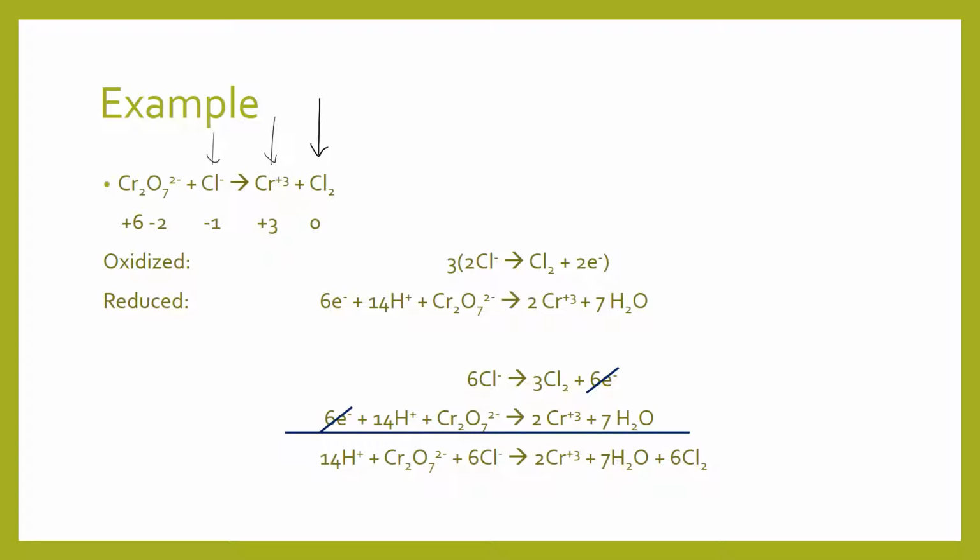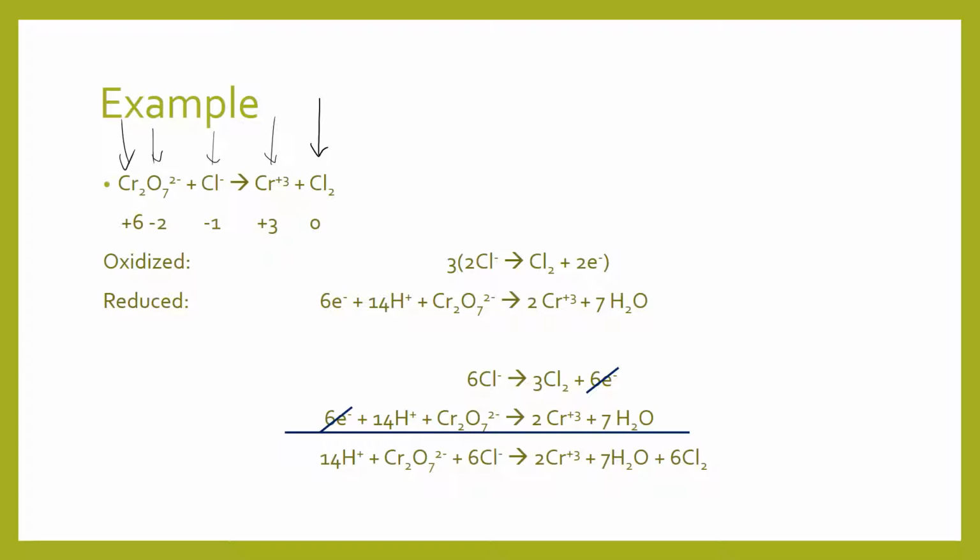Here, oxygen is a -2. There are 7 of them, giving us a total of -14. We know the overall charge for this is a -2. Therefore, together, all of my chromium atoms must equal a +12. There are 2 of them, so each one of these is a +6.